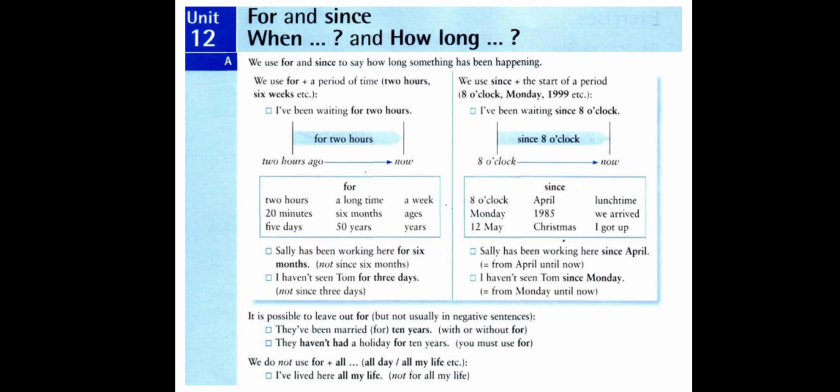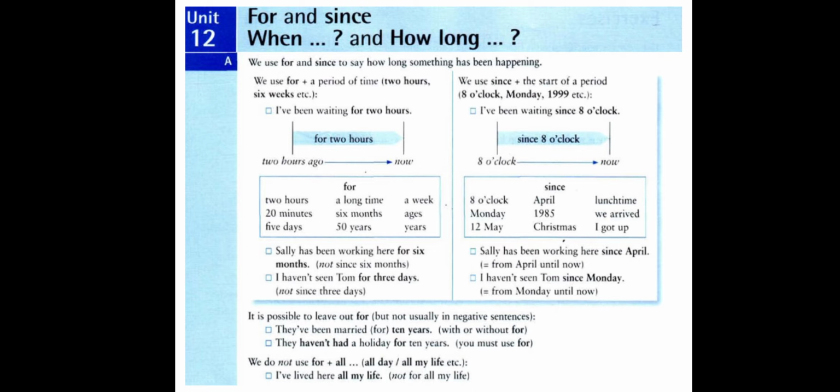It is possible to leave out for, but not usually in negative sentences. So you can leave out, you can erase, you can omit the preposition for if the sentence is positive, not if the sentence is negative. In the positive sentences, you can leave out for. You can write the period of time without writing for.